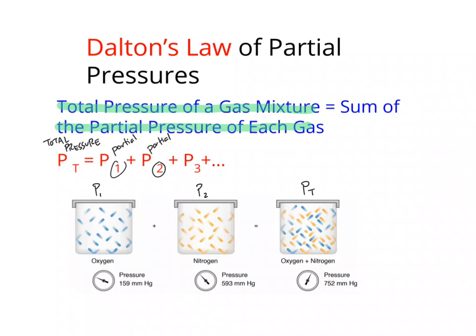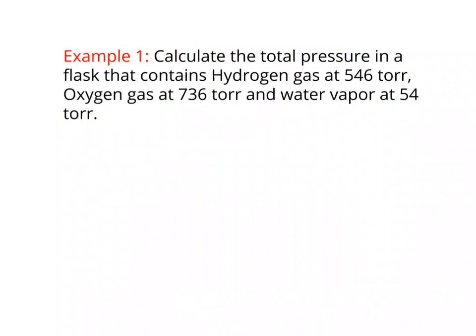So what you see down here at the bottom is that oxygen has a pressure of 159. Plus nitrogen has a pressure of 593 equals oxygen plus nitrogen is 752. So 159 plus 593 equals 752. It's as simple as that. You just add up the individual pressures to find the total pressure. That's the law. So here's a quick example.